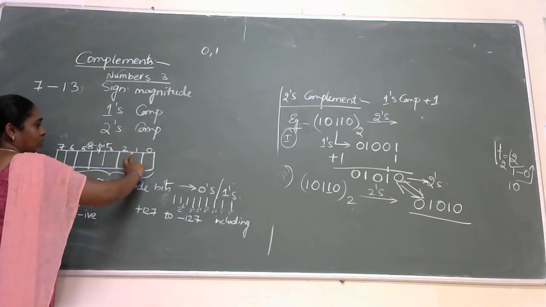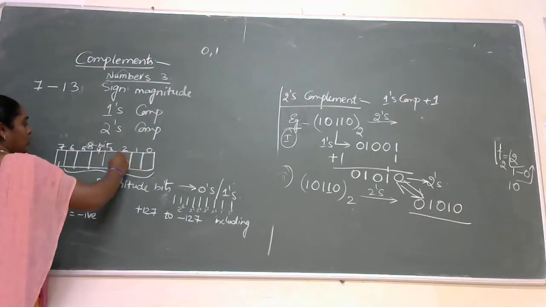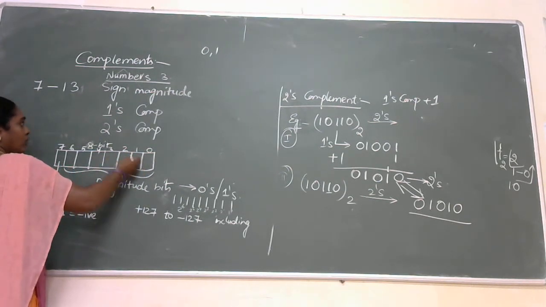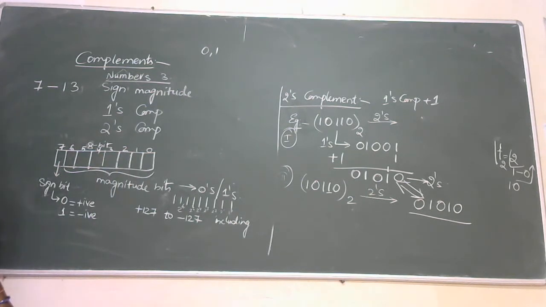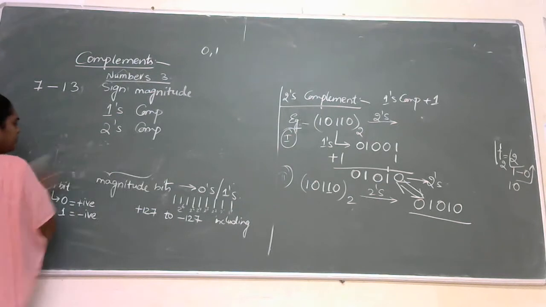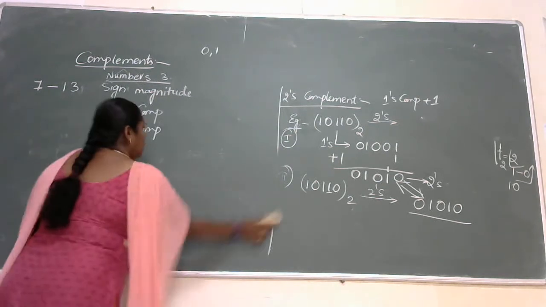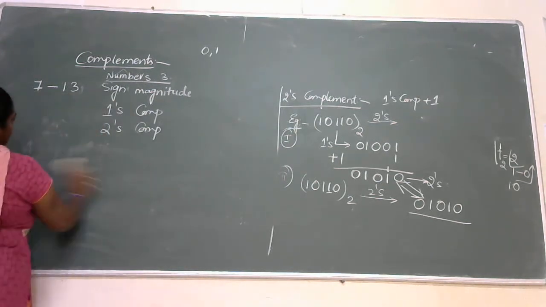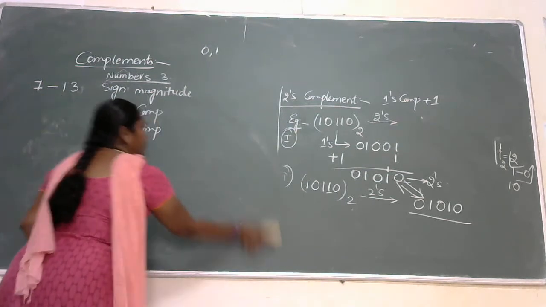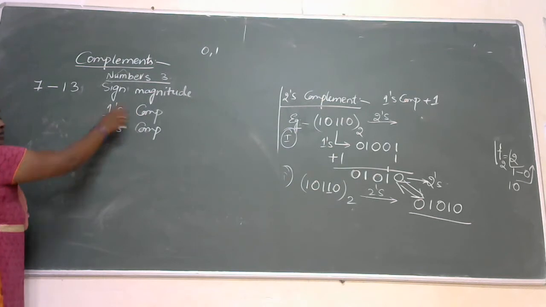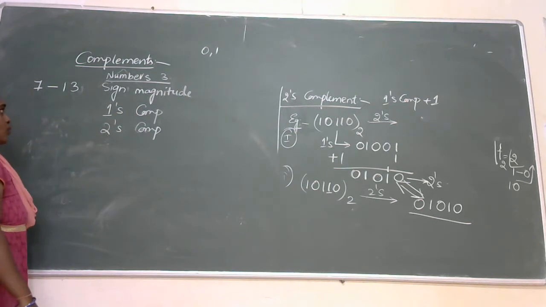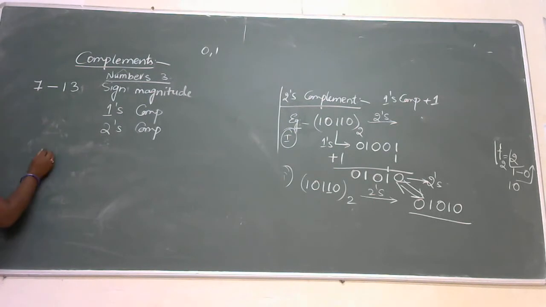So what we are doing over here is, in order to change this process, we are going for the other process called ones complement and twos complement. In case of ones complement and twos complement, twos complement is mostly preferred rather than ones complement. Why? Because now let me take a simple example.